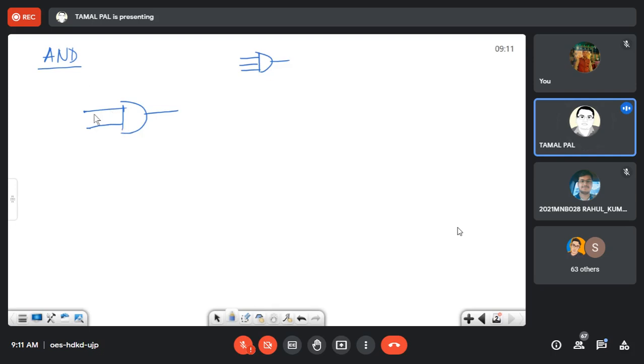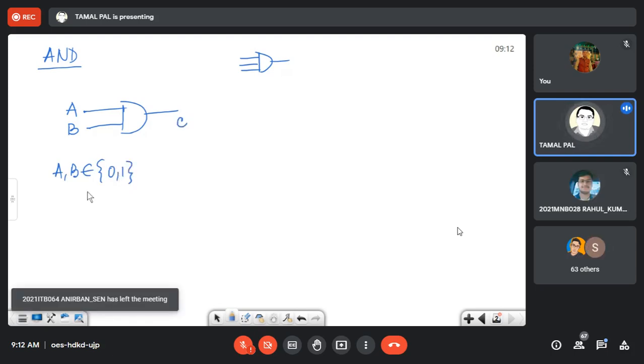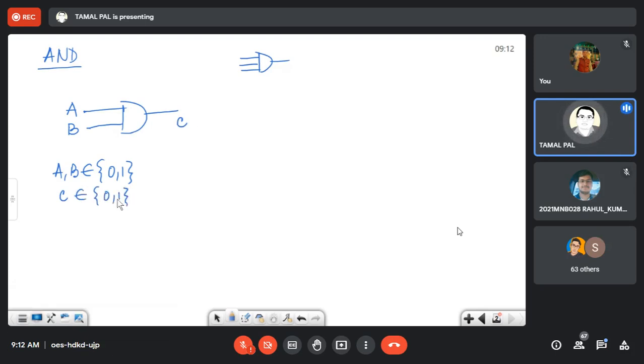Now in AND gate, these are known as inputs. Let's say inputs are A and B, where A and B is nothing but the presence of high voltage and low voltage. So that's why these are 0 and 1. And let us consider output is C. C is also either high voltage or low voltage. So it will also be 0 or 1. Now, how do I decide that it will be 0 or 1? How do I decide?